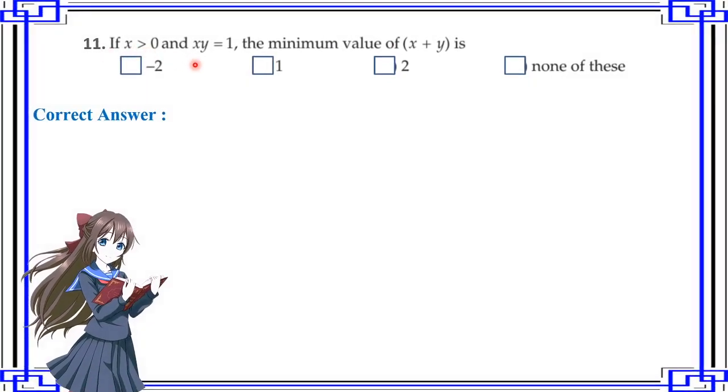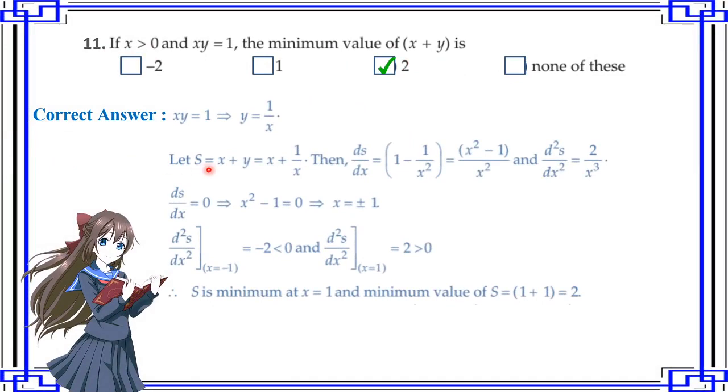If x is greater than 0 and xy equal to 1, then the minimum value of x plus y is what? xy is 1, so y equals 1 by x. Now we have to find the sum x plus y, which is x plus 1 upon x. Now we can differentiate, as we have to talk about the minimum value. So ds by dx, then we have to find the double derivative. Find the critical points: x equal to plus minus 1.